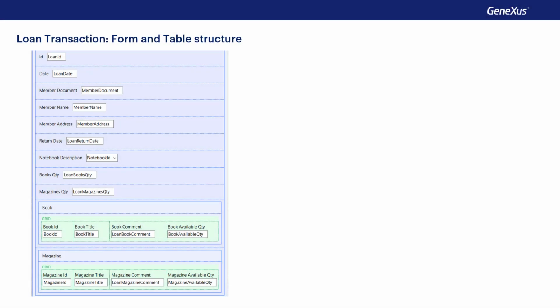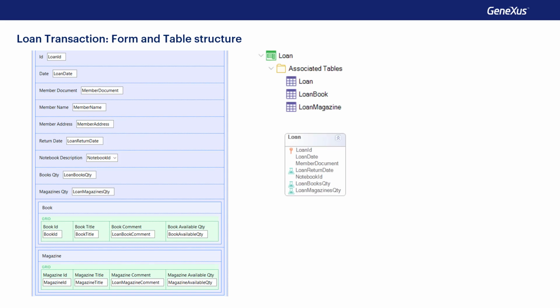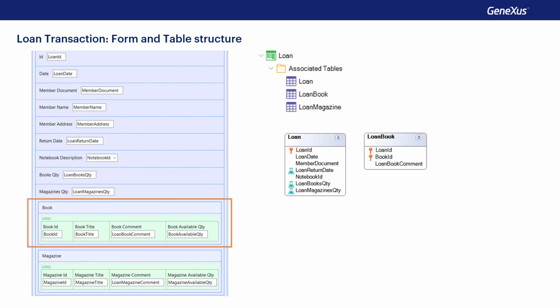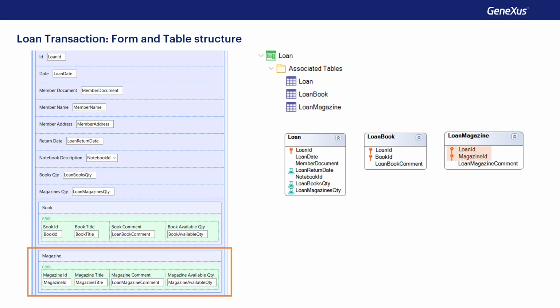But let's look at the form generated for the design we've made. What associated tables are created by Genexus for this loan transaction? It creates 3 tables. Loan, associated with the first level, with loan ID as primary key. Loan book, associated with the book level, with loan ID and book ID as compound primary key. And loan magazine, associated with the magazine level, with loan ID and magazine ID as compound primary key. By defining 2 parallel levels, we see parallel grids in the form.